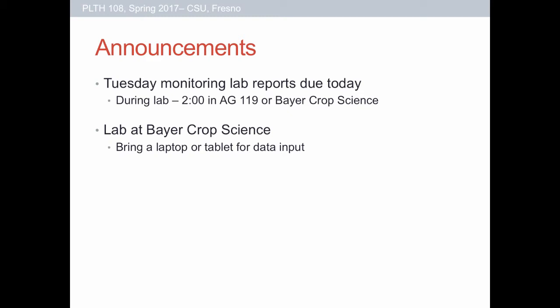Again, lab will be at Bayer Crop Science. I recommend that if you have a tablet or a laptop computer, bring it along, because we're going to do data input and some analysis. And hopefully we'll have enough time that we'll basically do all the analysis, and so you can, during the course of the lab, make all your tables, all your figures. We'll basically isolate out what the effects are. And so when you're writing the report, you'll have all of that done already, which will make things nice and easy.